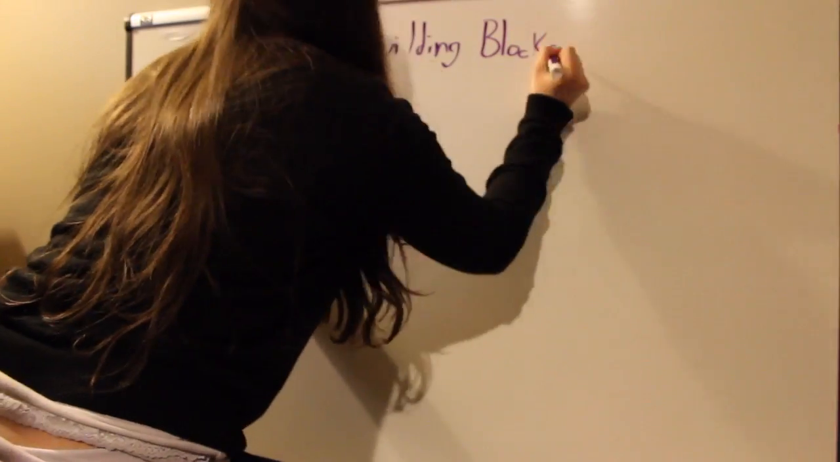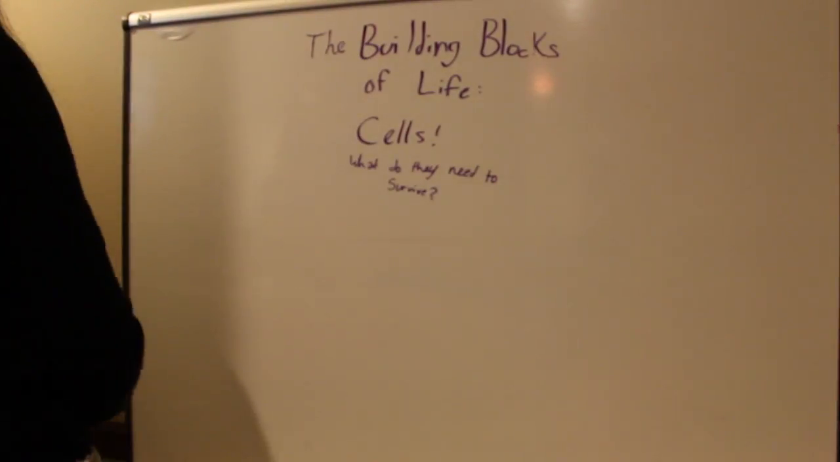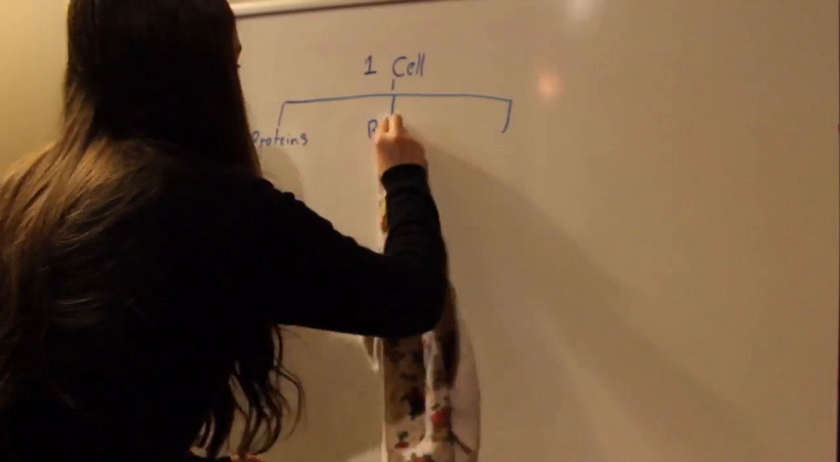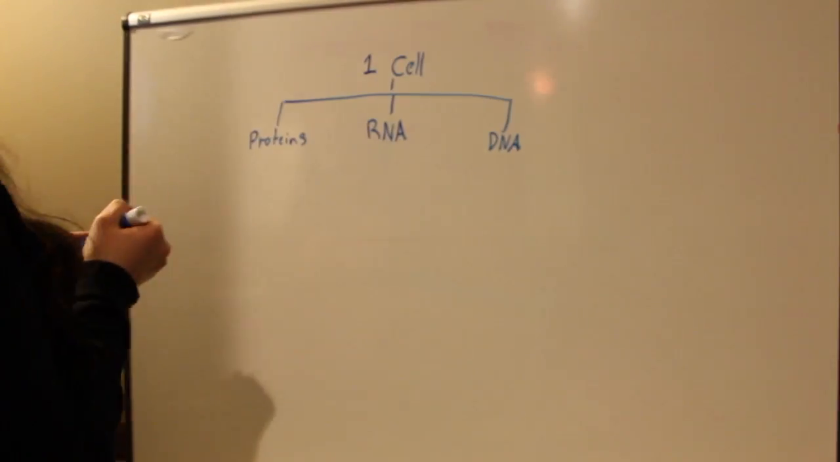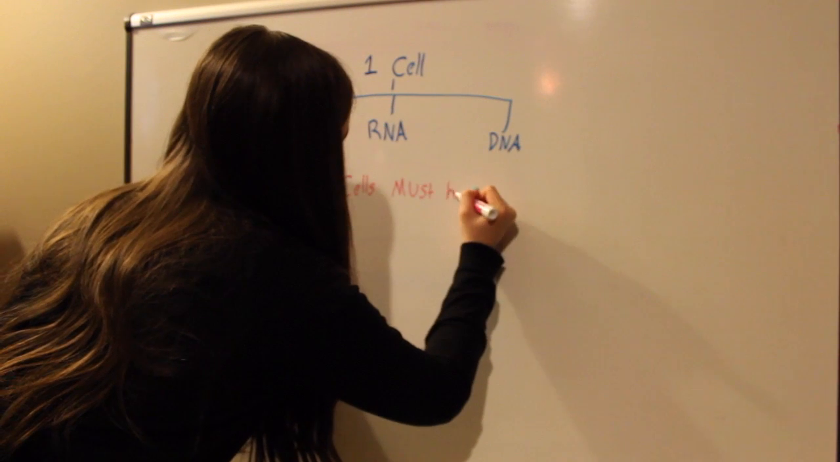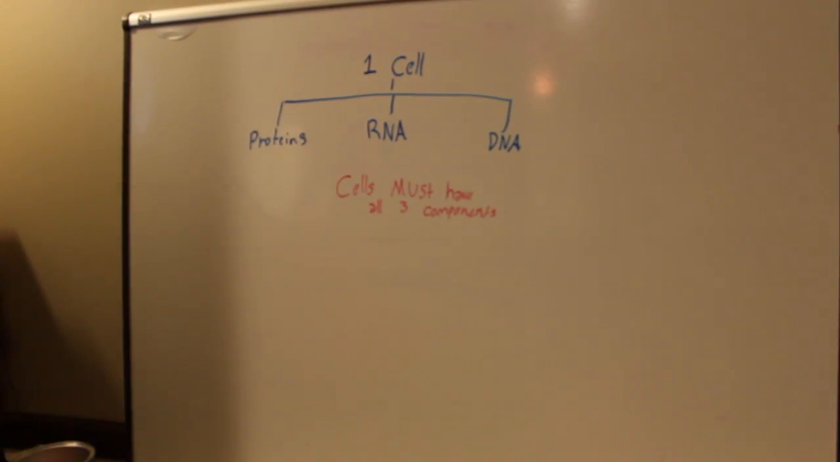Now we'll go more into what the building blocks of living things are. That is cells, and we'll talk about what they're made of. Okay, so in order to have one cell, you need three things. You need proteins, RNA, and DNA. And cells need all three of these components in order to survive. They can't live without any one of them.